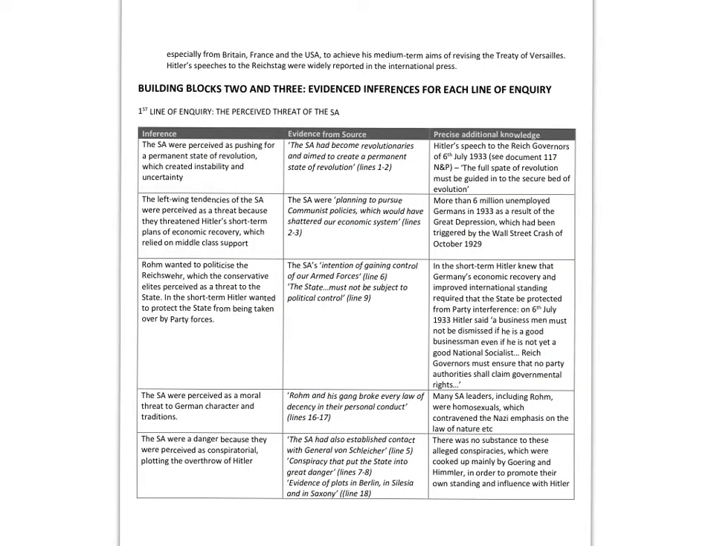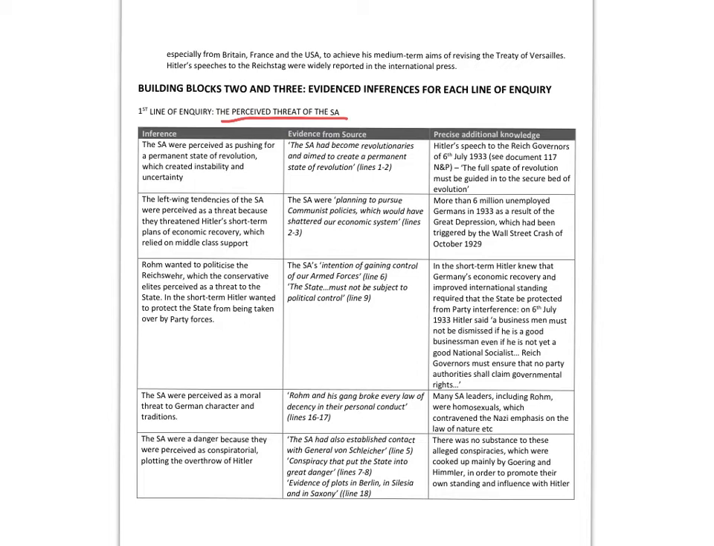The next two building blocks are where you focus on that part of the question that says answer the question using the source. Because there are two lines of inquiry, you're going to write two building blocks. The first building block will be on the first line of inquiry, which is the perceived threat of the SA. This is where you've already done the work because you looked at the source.